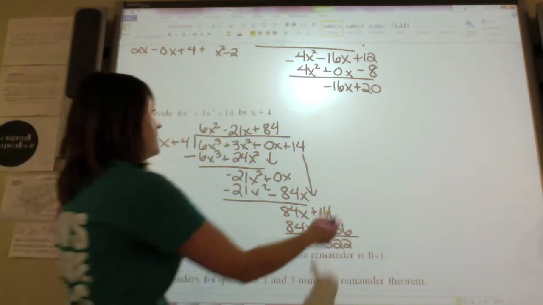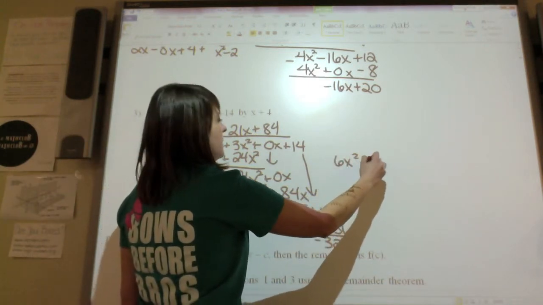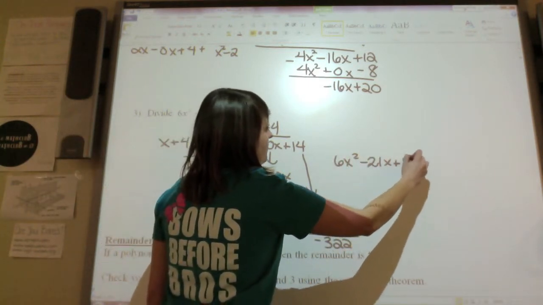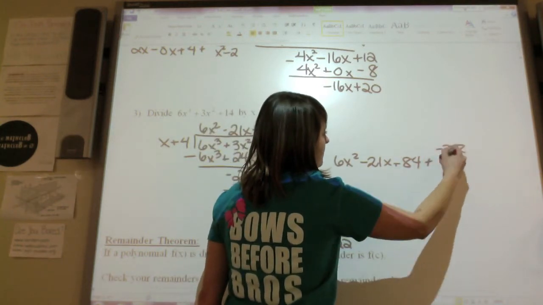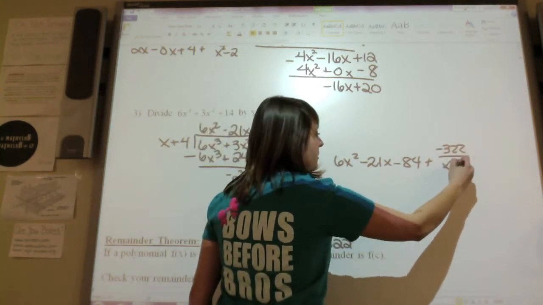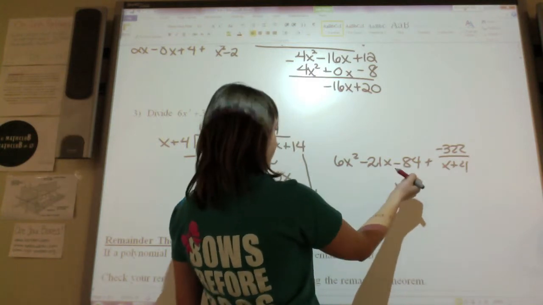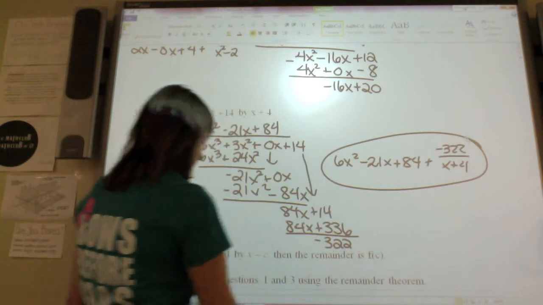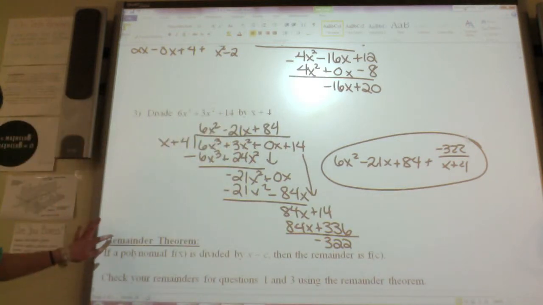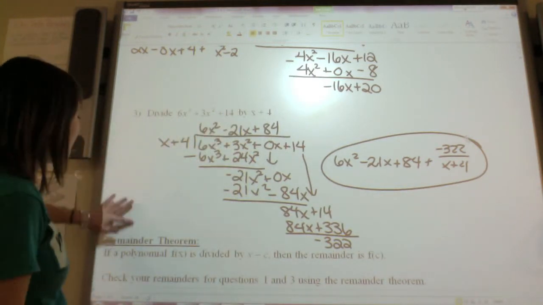So my answer is going to be 6x squared minus 21x plus 84 plus negative 322 over x plus 4. Okay. And that is all of our polynomial divisions.